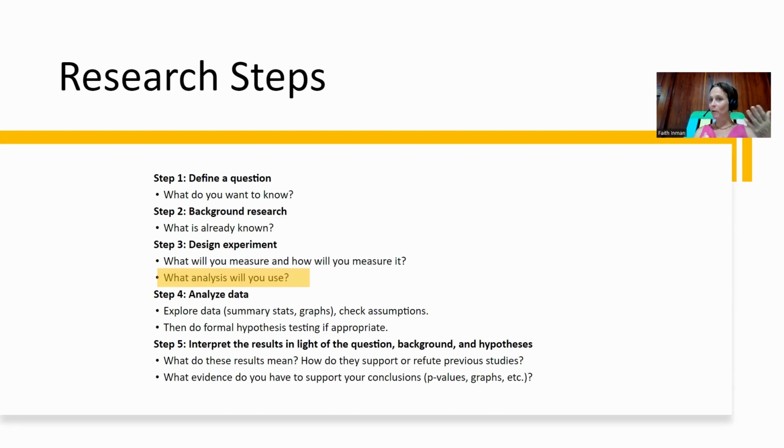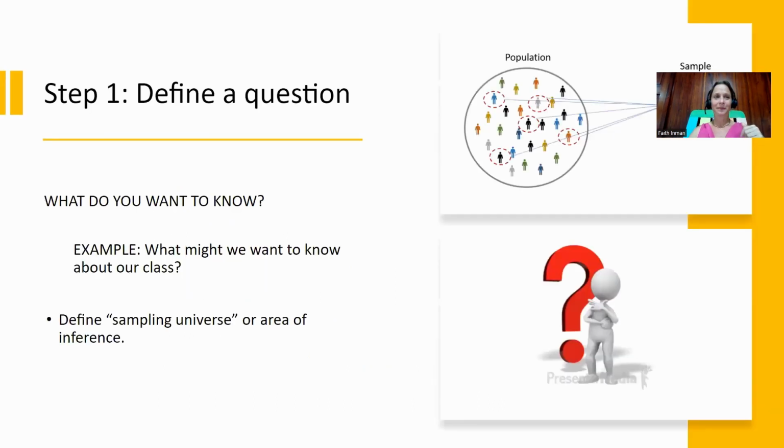What's the background? What were my hypotheses? How did I answer this question? And then what do these results mean? Do they support or refute previous studies? What evidence did we get from our experiment or observational study to support our conclusion? And here's where you would put in the p-values, graphs, etc. I'm going to go into each one of these steps in more detail in the next slides.